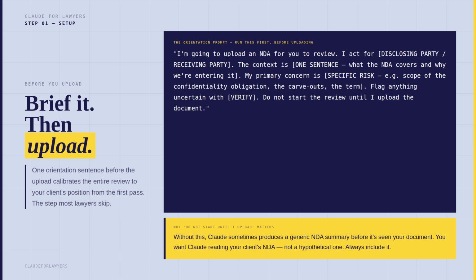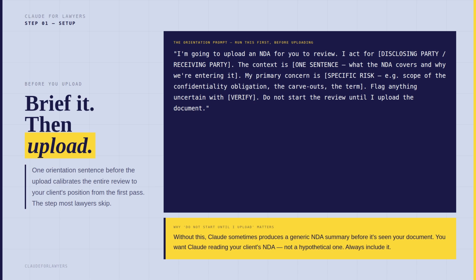The second is naming your primary concern. This doesn't limit the review. Claude still runs all 4 passes across the whole document, but it tells Claude where to focus the analysis and what to surface first. If your client's specific concern is the carve-outs, Claude leads with the carve-outs and treats other issues as secondary.